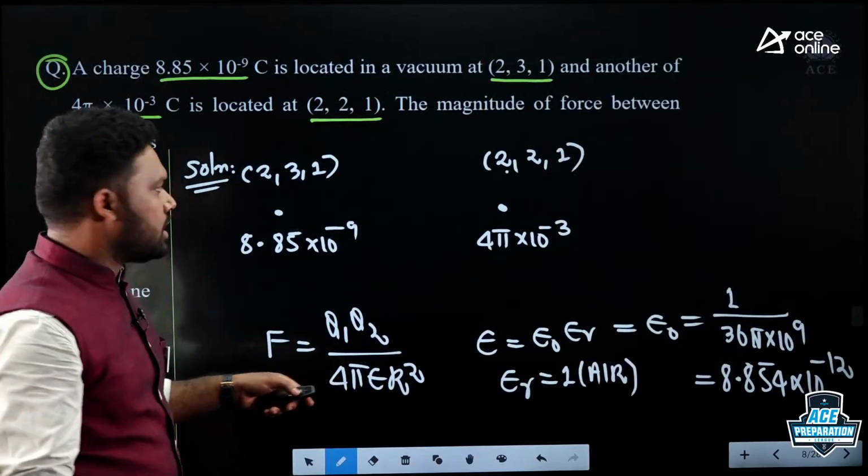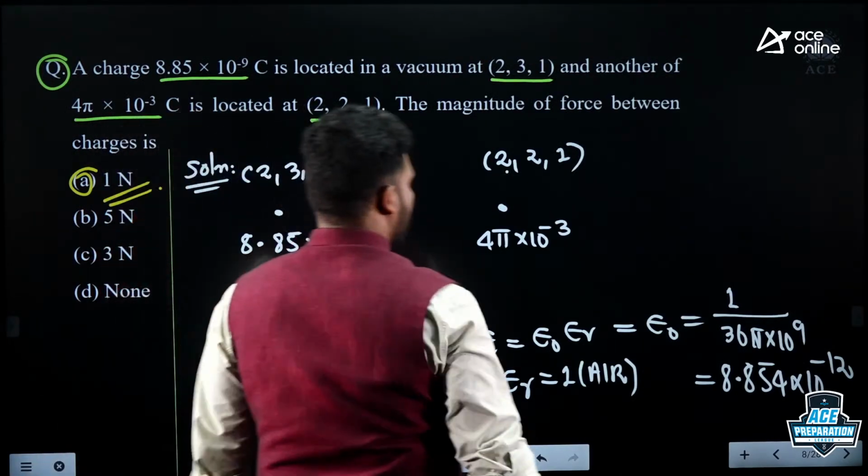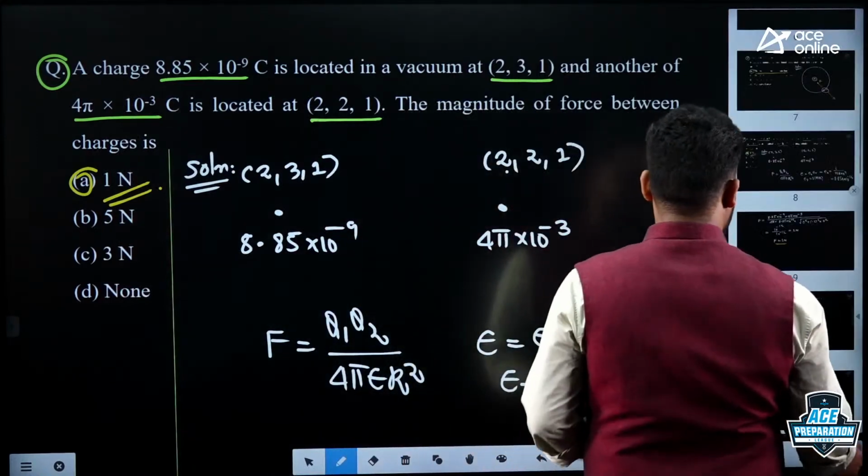Yes, simple substitution kind of question. Here it is 1 Newton. Option A is the answer. Okay, friends, let us have one more question.